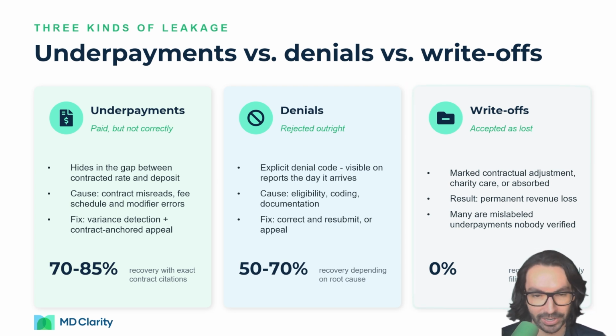Third column, write-offs. Accepted as lost. The balance gets marked as a contractual adjustment, charity care, or simply absorbed because the timely filing window closed. And here's the part I want you to remember from this slide. Many write-offs are mislabeled underpayments. A balance gets categorized as a contractual adjustment without anyone verifying that the contract actually allowed the lower payment. So think of it this way. Denials get the attention because they're visible. Underpayments are typically bigger in aggregate dollars, and write-offs frequently mask both.